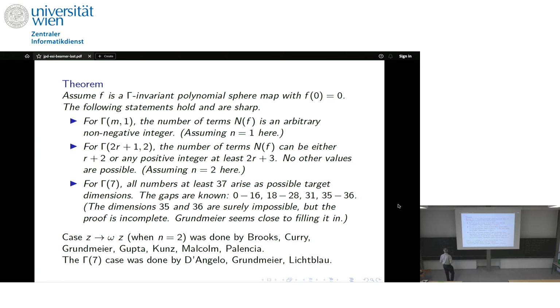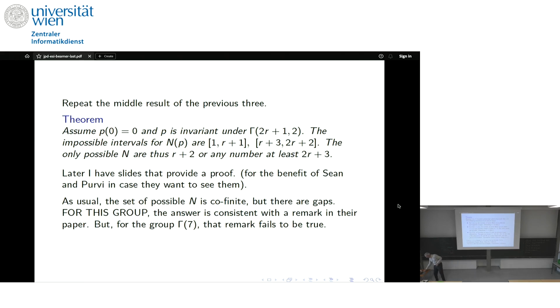And I'll explain why. I want to say something about this before I get to the next point. Okay, so let me just repeat the first one. For that particular group, that's the answer. The only possible numbers are r plus 2 or any number at least 2r plus 3, and that's consistent with a conjecture that the 7 of them, is that how many people were in that group, is consistent.